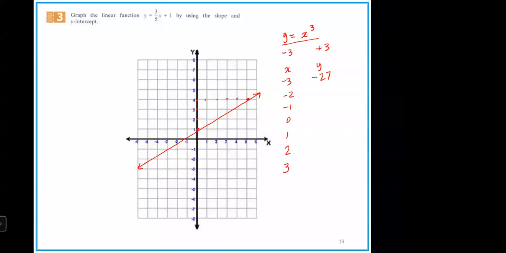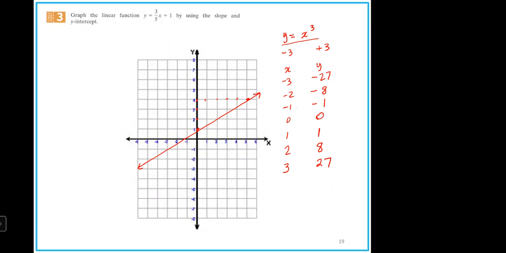-2 times -2 times -2 would give you -8. -1 times -1 times -1 would give you -1. 0 times 0 times 0 would give you 0. 1 times 1 times 1 would give you 1. 2 times 2 times 2 would give you 8. And 3 times 3 times 3 would give you 27. So those are the points you would need to plot.